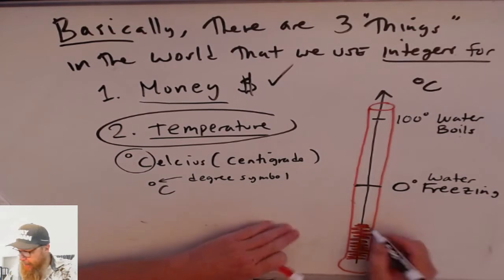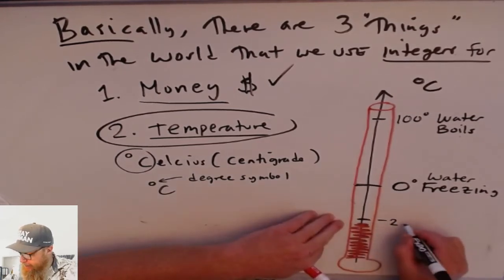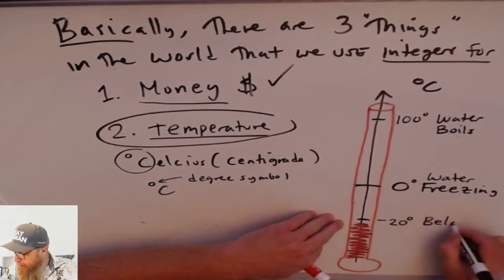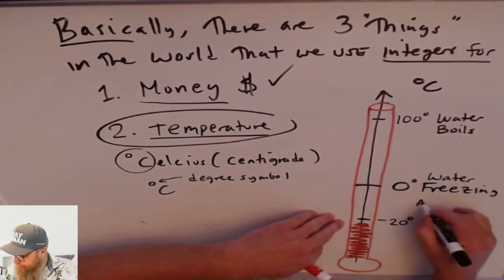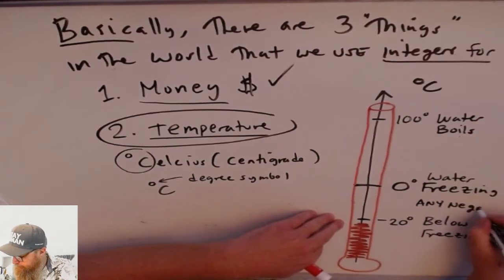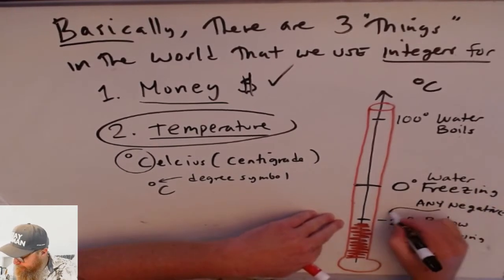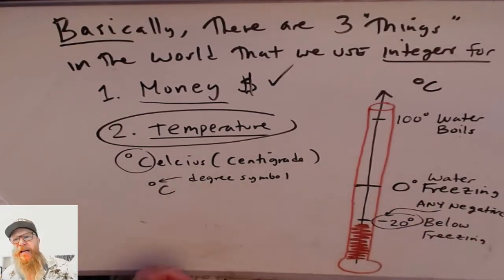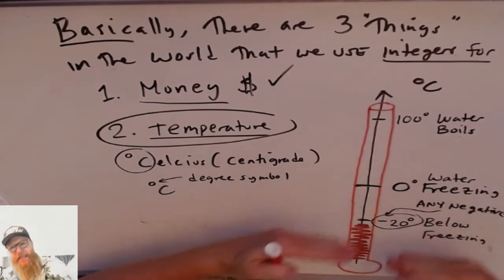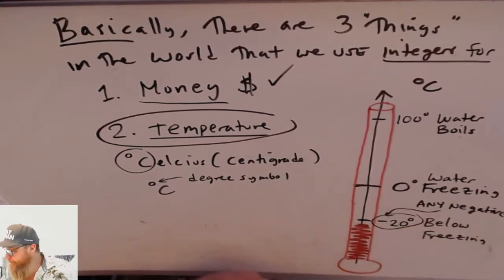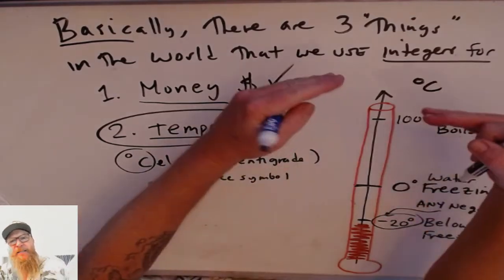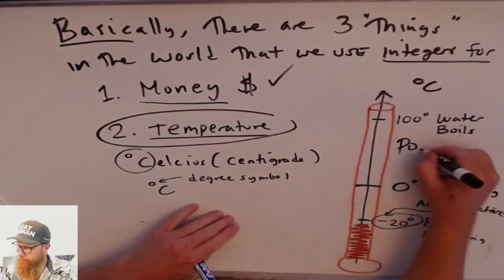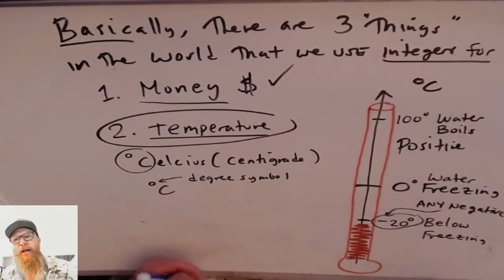And then anything down here would just be below freezing. I just picked negative 20, for example, but any negative number would be considered below freezing. So that would be the Celsius scale. Positives are above freezing, and negative is below freezing.